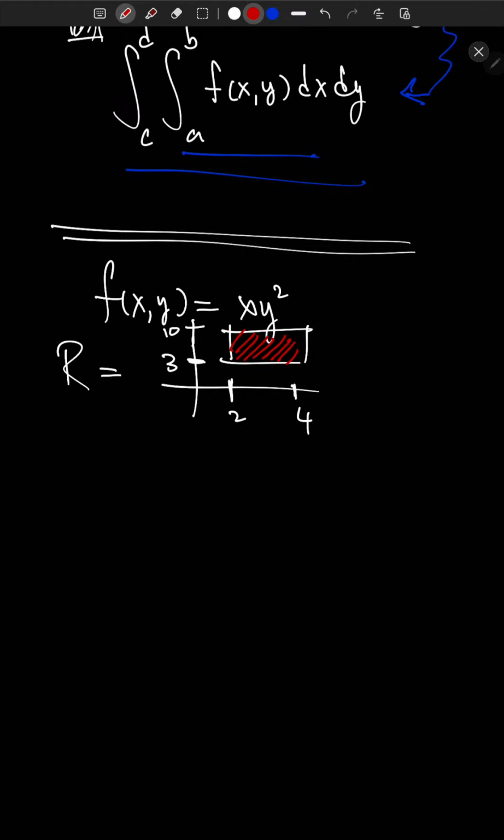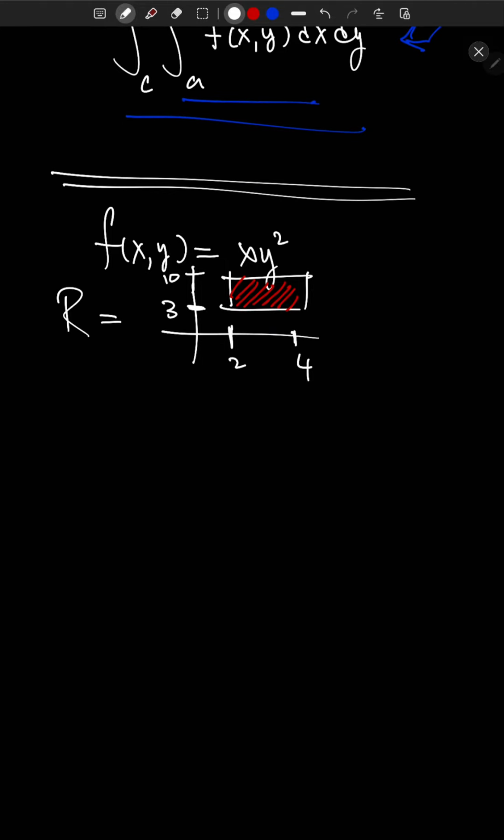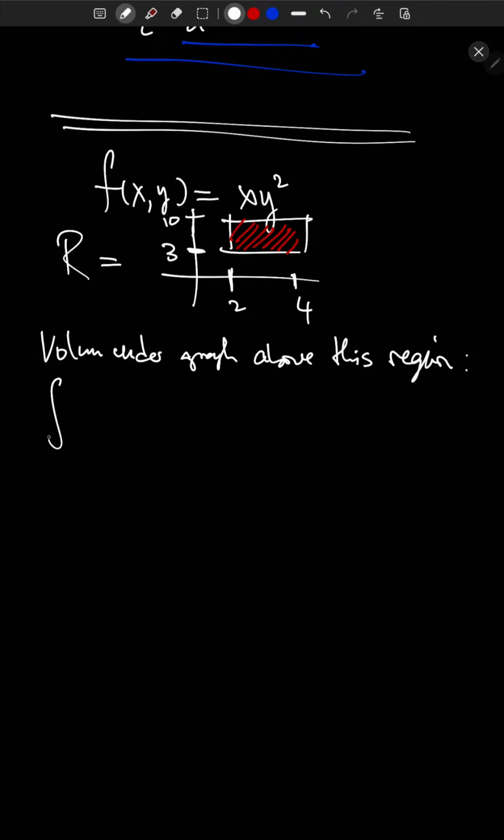So x between 2 and 4, y between 3 and 10. All right. Okay, so let's calculate the volume. Volume under the graph above this region is, again, our notation for this is the double integral of f dA over R, right?